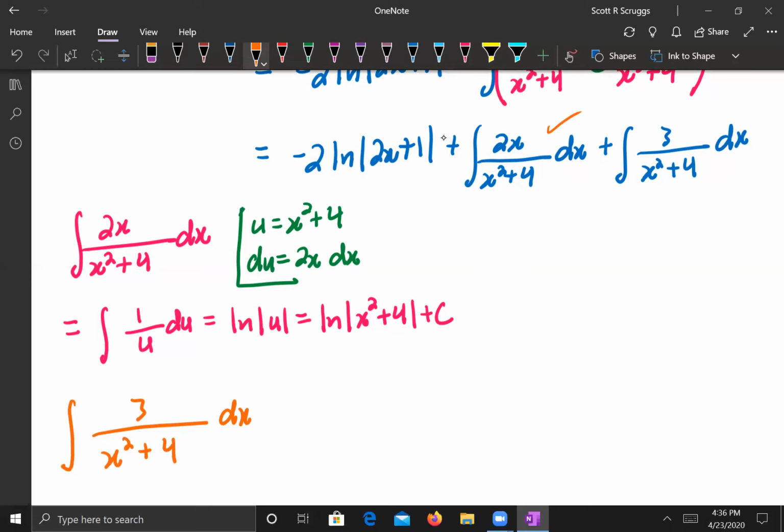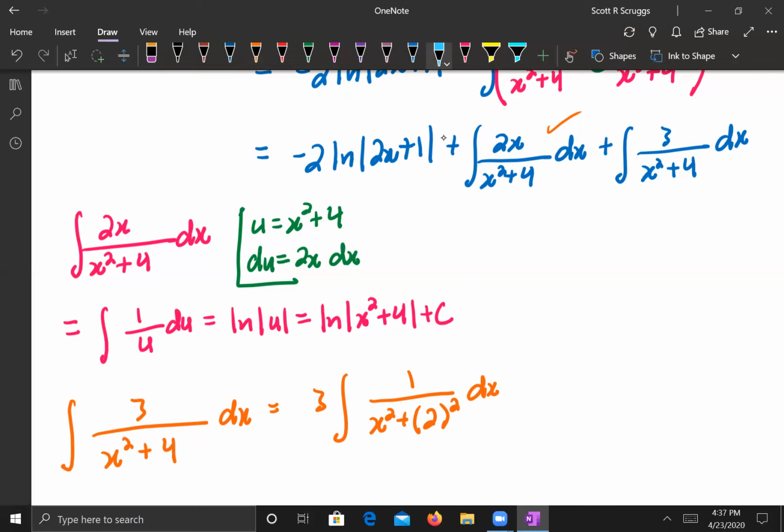This one's a little bit more challenging than the second integral, but I say we can still tackle it. Here's how. First, I'm going to take the 3 out to give me 1 over x squared plus, and I'll go ahead and write out 4 as 2 squared. Now I agree, it's going to be arctan.